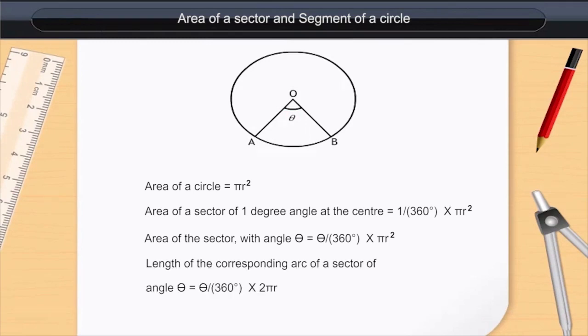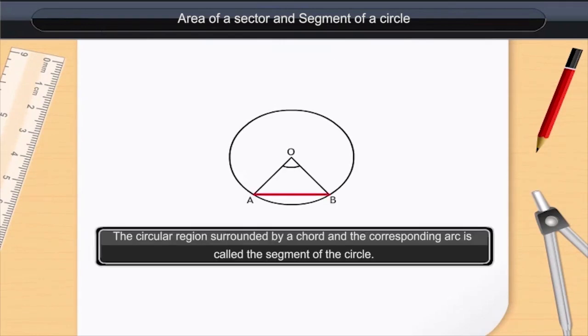Length of the corresponding arc of a sector of angle theta is equal to theta upon 360 degree into 2 pi r. The circular region surrounded by a chord and the corresponding arc is called the segment of the circle.